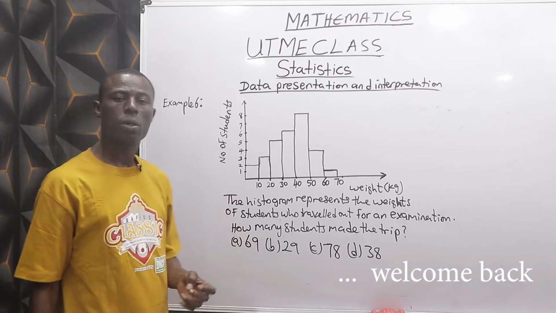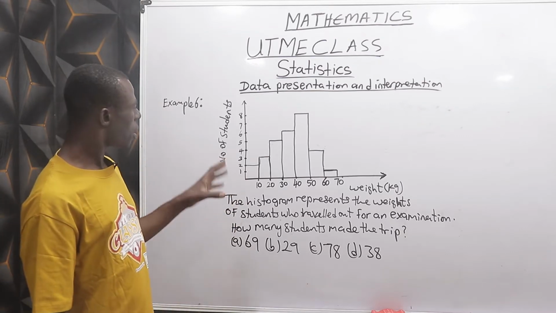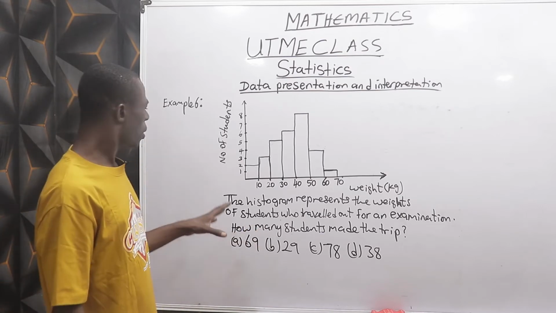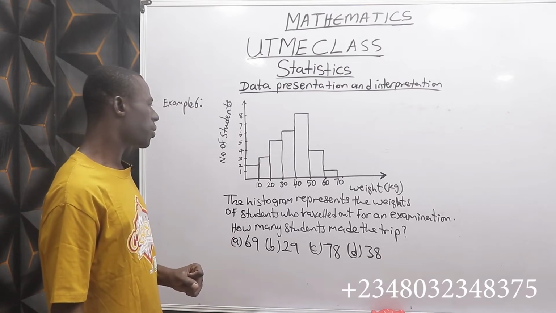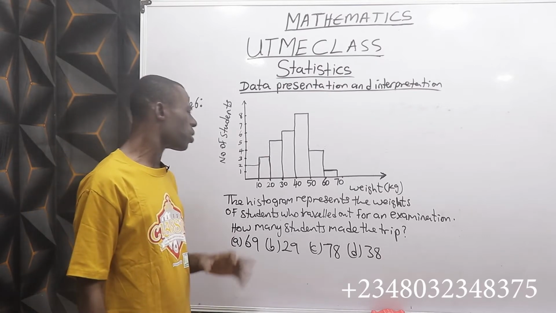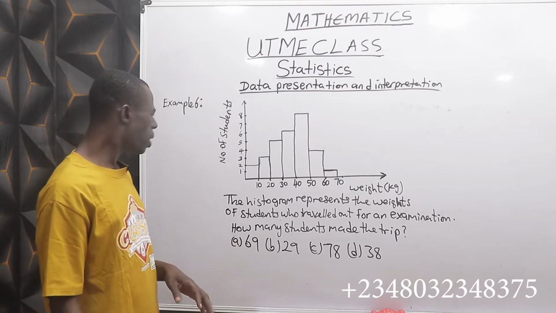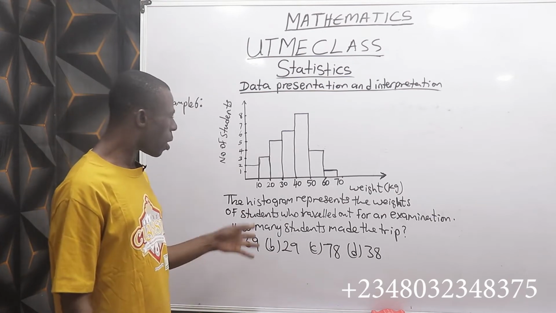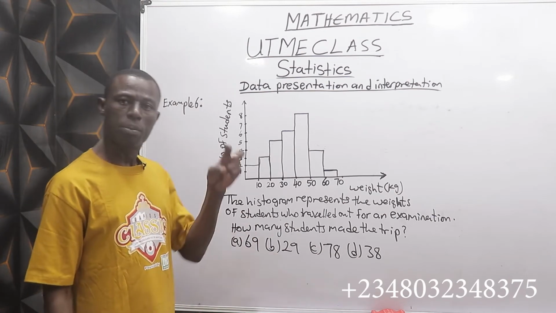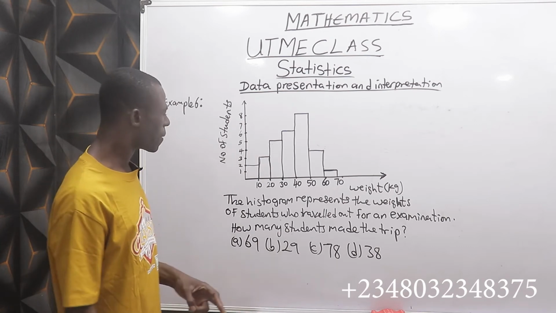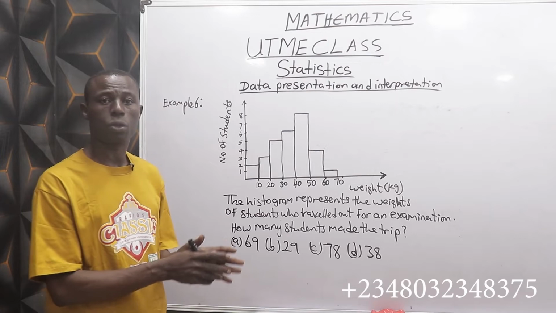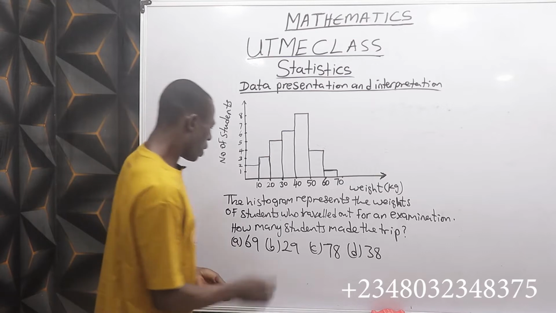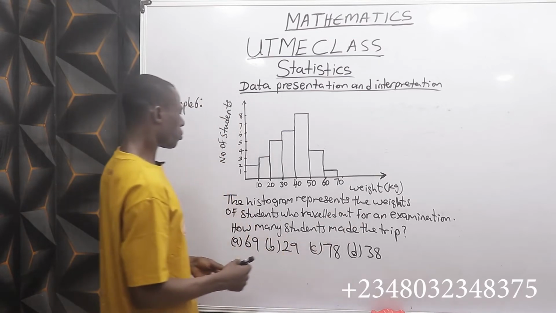The next example, example 6, borders on histogram. We are done with pie chart. The question is, the histogram represents the weight of students who traveled out for an examination. How many students made the trip? This kind of question is common in histograms and bar charts. Don't forget, the same approach we are going to use now is the same approach you use even in bar charts. How many students made the trip?